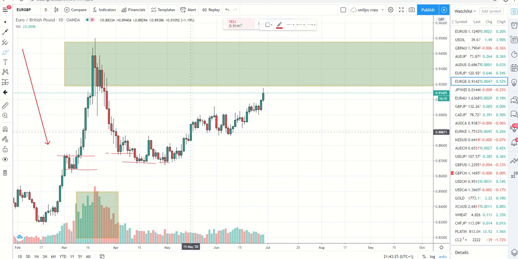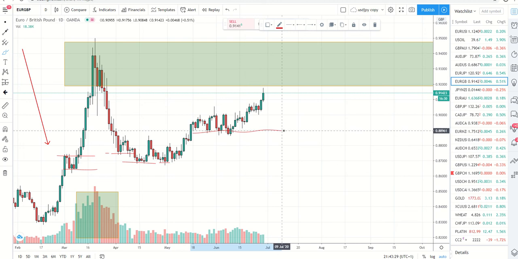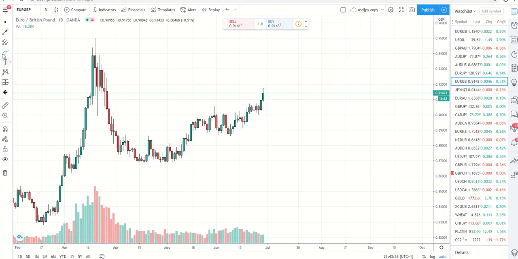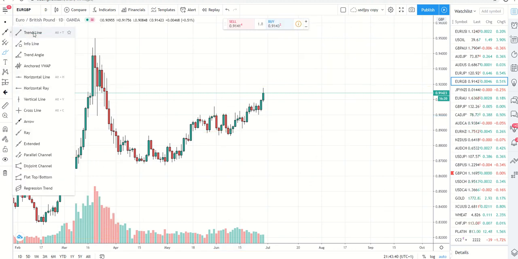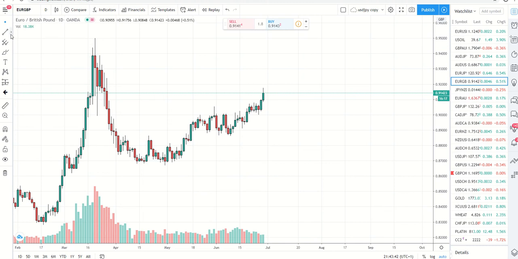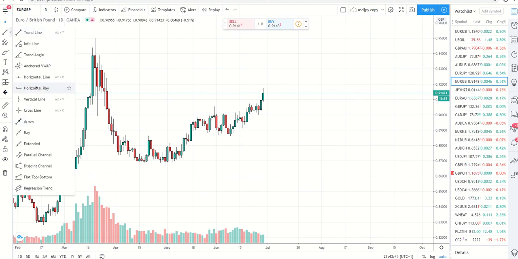Next, not the greatest line there, but we make a range. That's not very good at all, is it? Let's get rid of the drawings. Let's go straight lines. Sorry, let's go with horizontal ray.